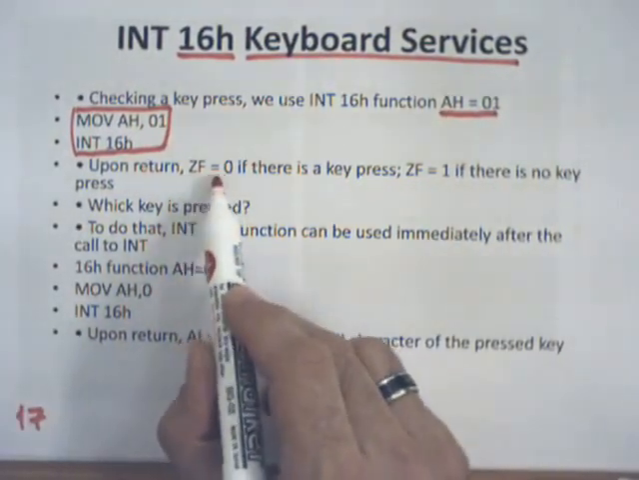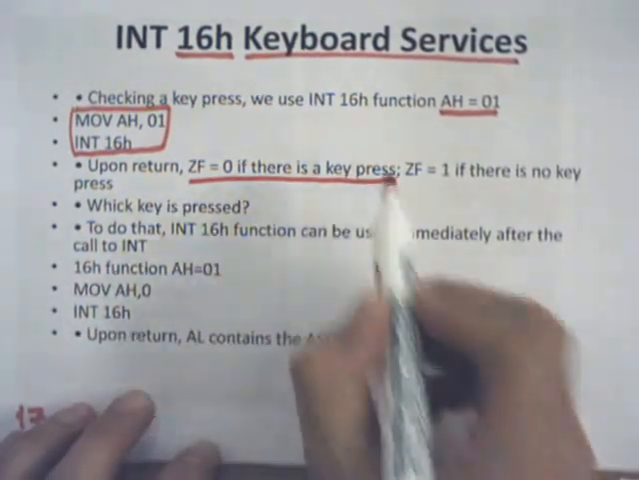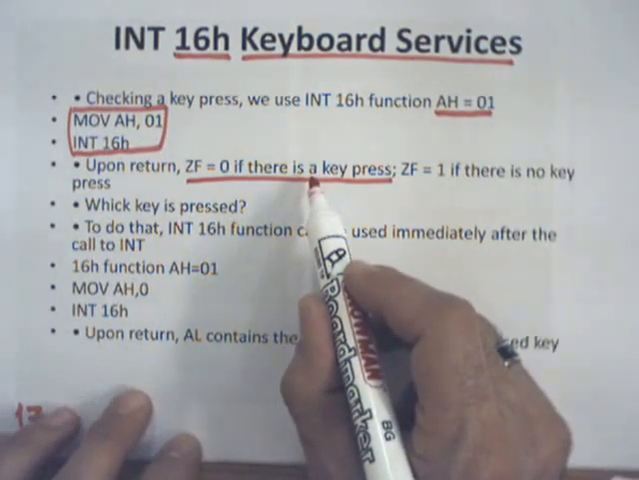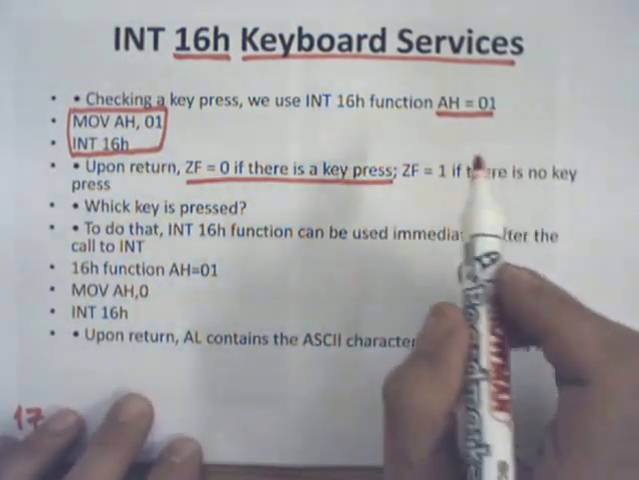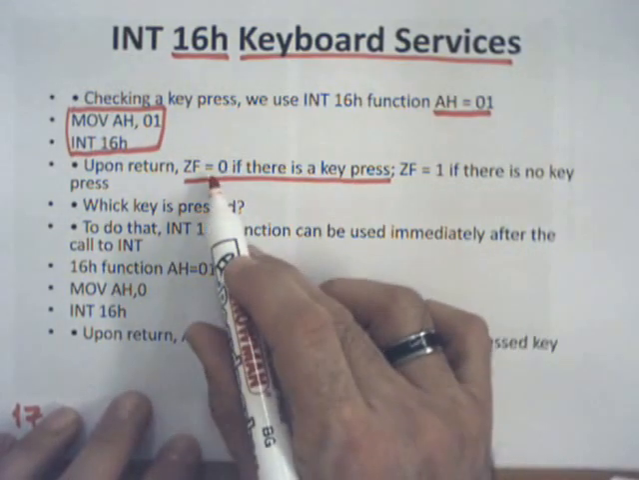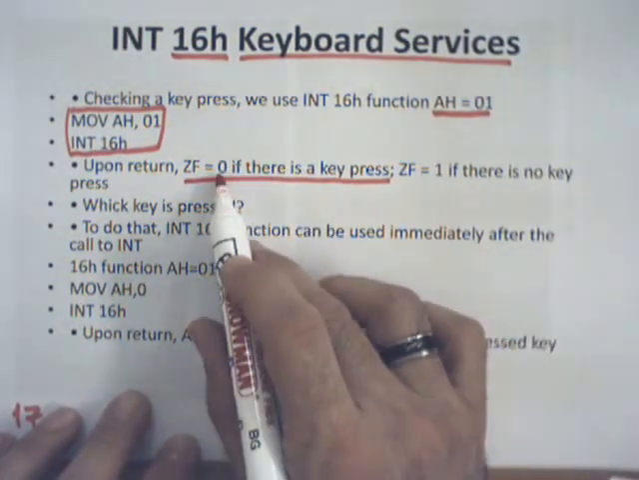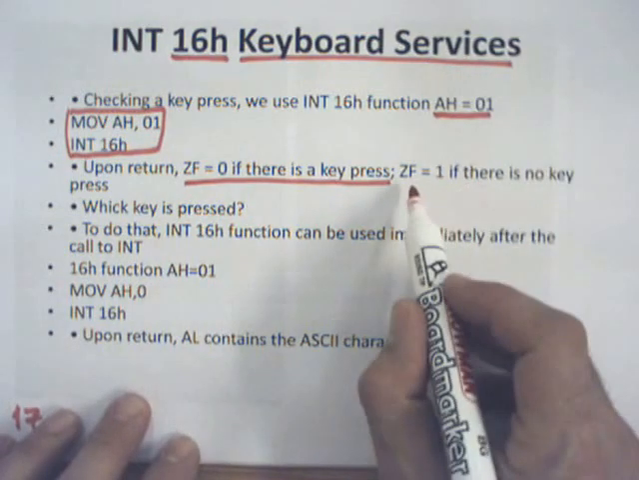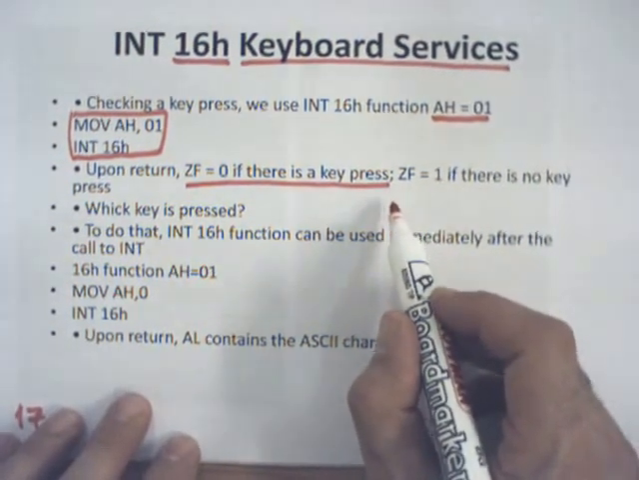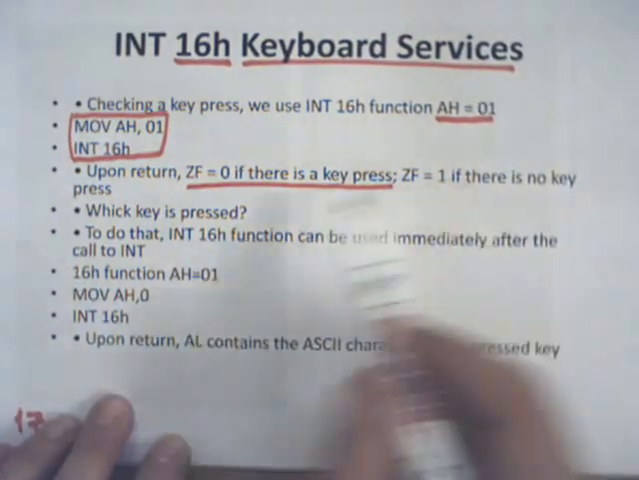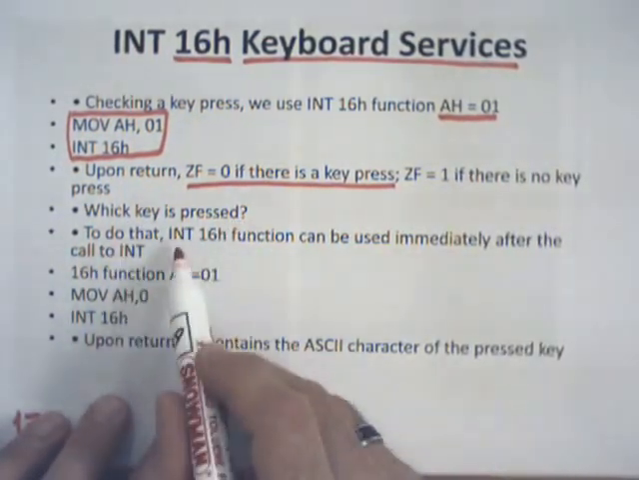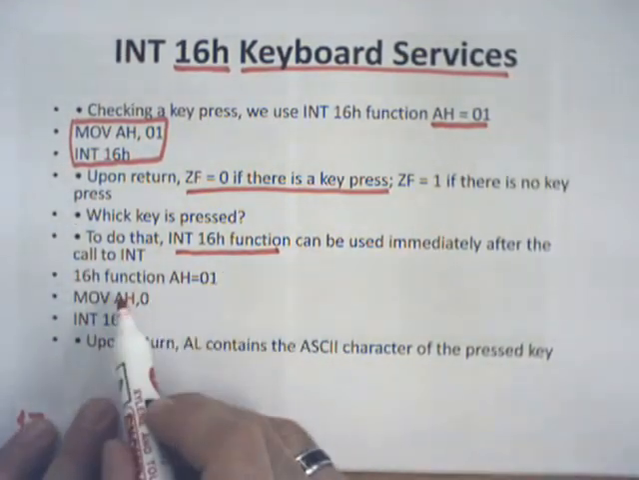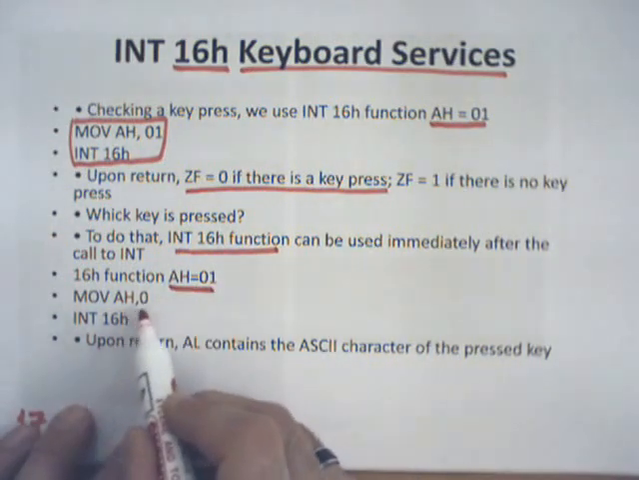Upon return, the zero flag is 0 if there's a key press, and we can check in the program whether a key is pressed at that moment or not. With an infinite loop, if the zero flag is checked and found to be 0, then the program moves to the next line or next routine to store or sense the key press. Which key is pressed? To do that, this interrupt function can be used immediately after the call to INT 16H with AH 01, interrupt 16.